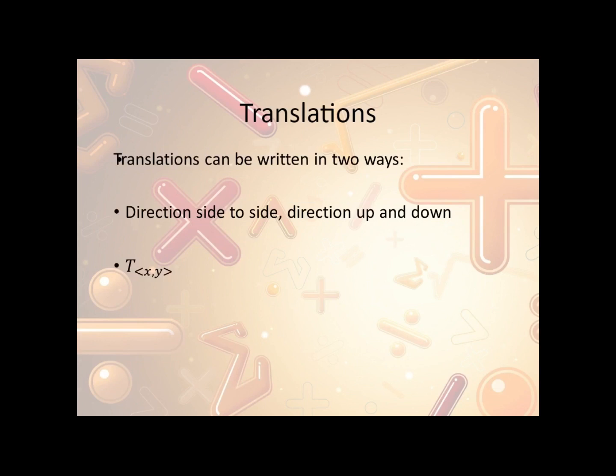There are two ways that translations can be written. We could write it as a direction, side to side and up and down. So we could say we're going to move to the right 6 units and then down 4 units. Or we could write it this way, T, and then these little carets, and then x, y. x represents the change in the x, so the side to side movement, and the y represents the y movement, so the up and down movement.